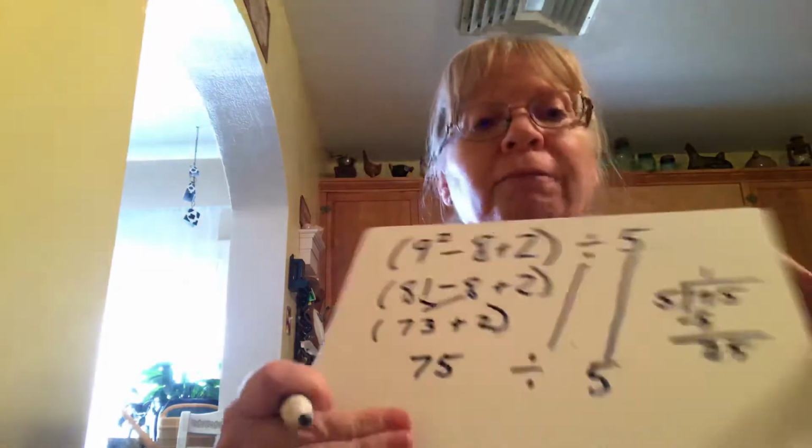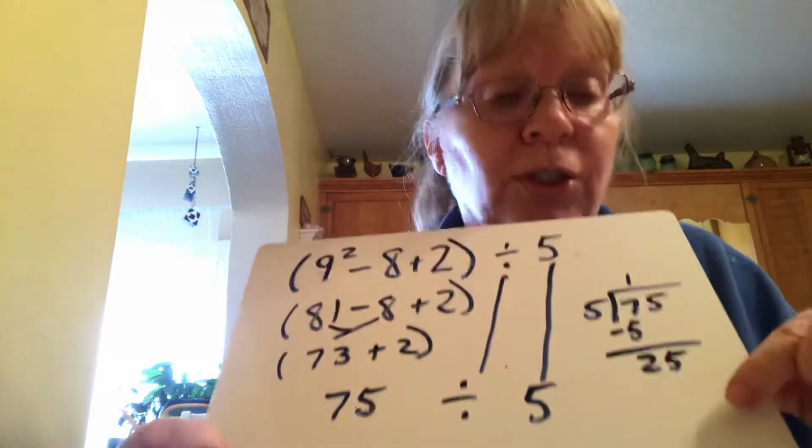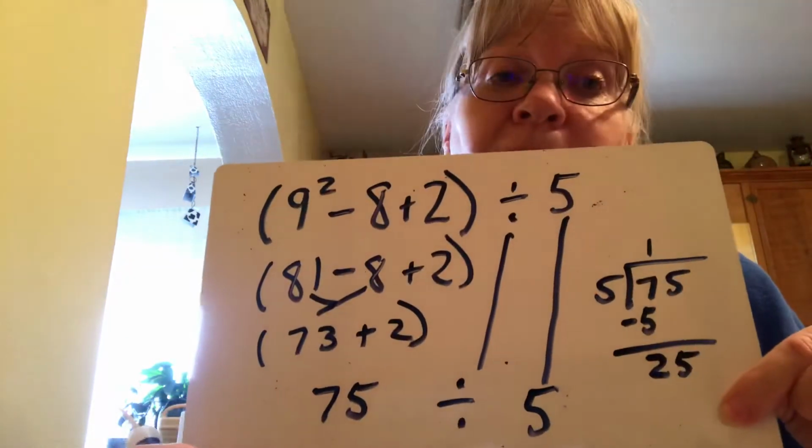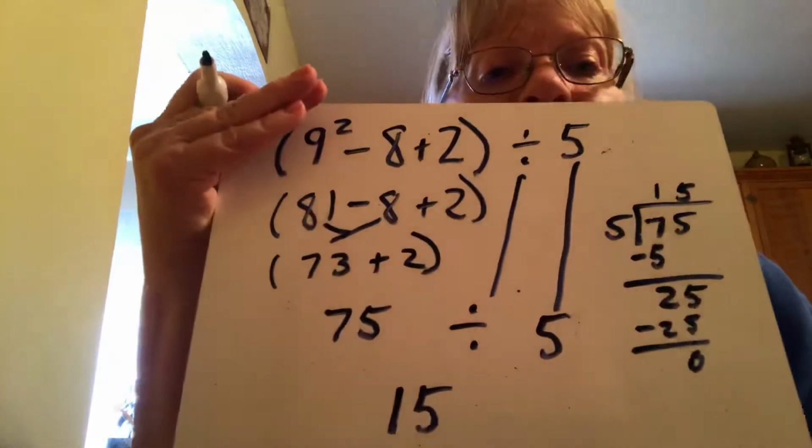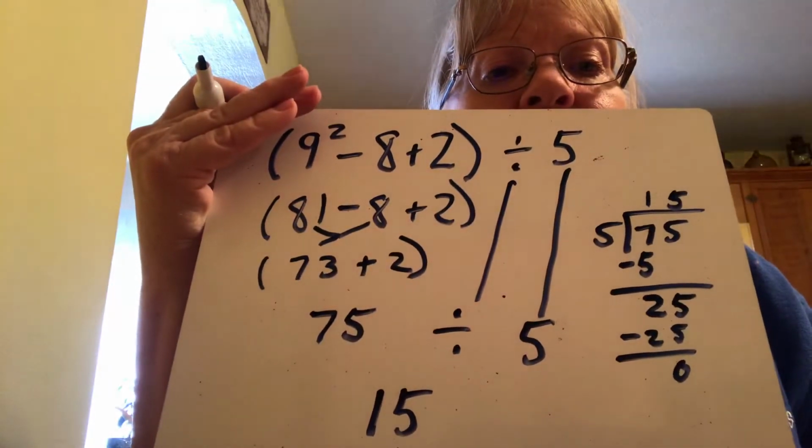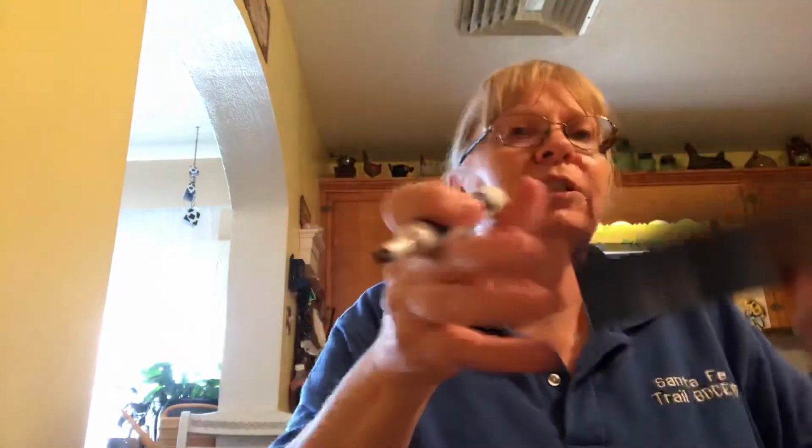And 5 goes into 25 five times. So I'll put the 5 up there. 25 underneath, subtract, and you get 0. So our answer is 15. All right? All right, let's try another one.